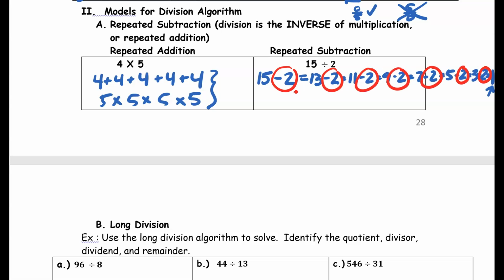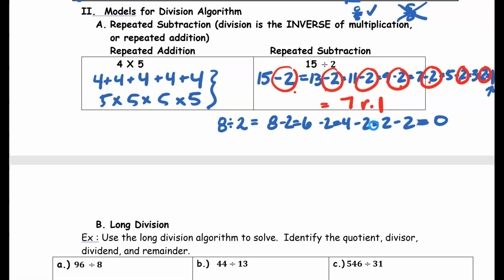We subtracted 2 seven times, so the answer is 7 remainder 1. Now, if you want to do one, I'll show you a simpler one where it doesn't have a remainder. So an example might be 8 divided by 2. You could just say, okay, well, 8 minus 2, minus 2, minus 2, minus 2. In this case, you end up with 0, so that just means no remainder.